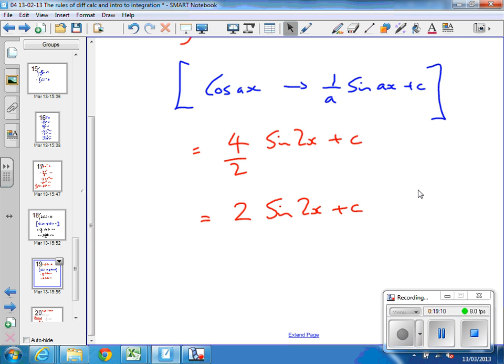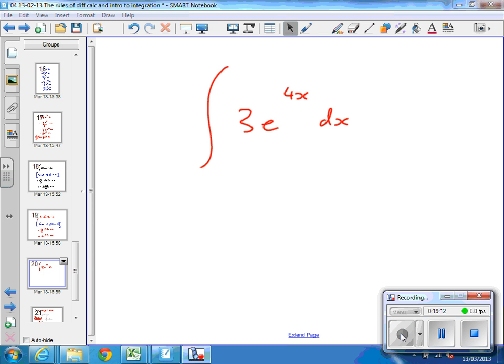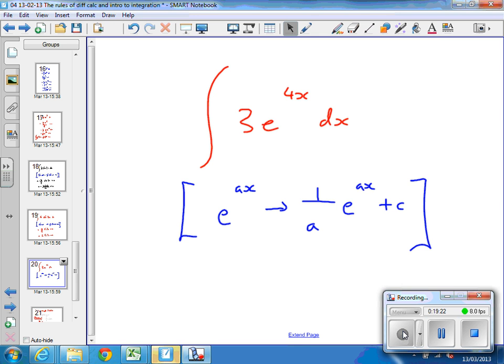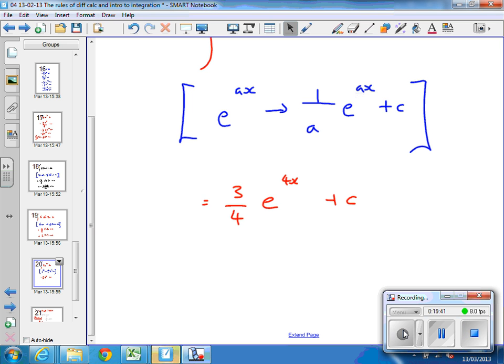So last one, integrate 3e to the 4x with respect to x. Which rule applies? And then write down your answer. So there's the rule. It's telling me that if there's a number inside as well as the variable, in this case x, that comes out and goes underneath, and the power of e, the exponential function, just like in differentiation, stays exactly the same. So we end up with 3/4 e to the 4x plus c. Done.